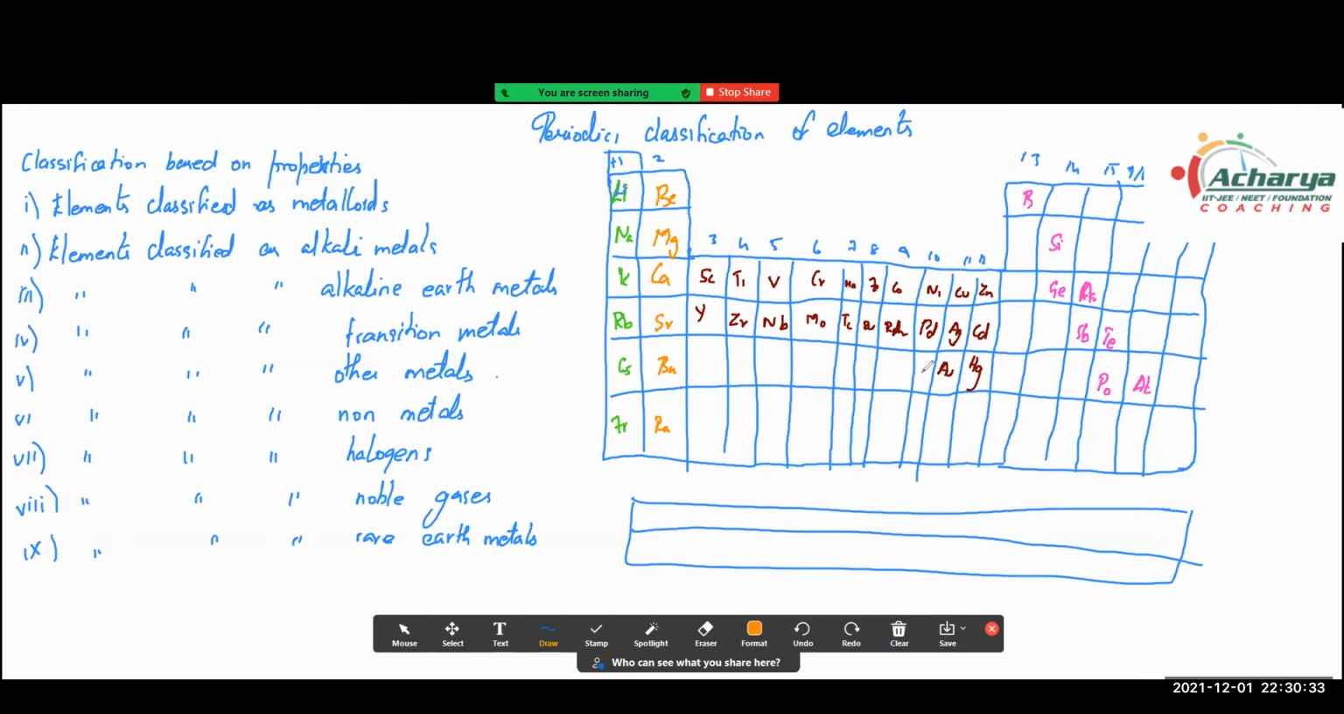gold. Below palladium, it is going to be platinum. Below rhodium, it is going to be iridium, and below ruthenium, it is going to be osmium. So from here, if you fill it, it would be lanthanum, and then hafnium, and then tantalum, and then tungsten. So these are the transition metal elements.